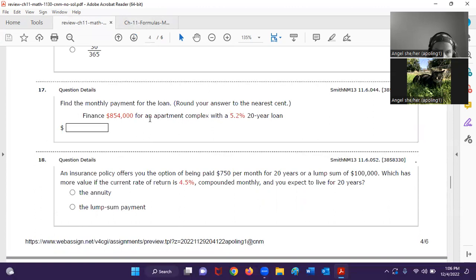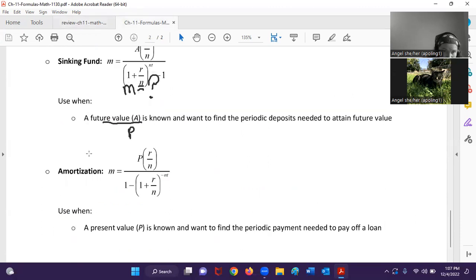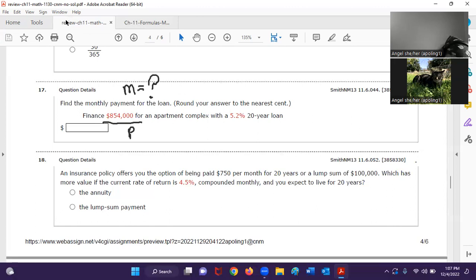Okay, so let's look back at our problem. Find the monthly payment for a loan. So we're financing this present value, P. So this amount we're borrowing, right? P, for an apartment complex with that percentage. So they're asking us to find M, and they're giving us P, because that's the amount it costs right now. All right, so our formula is the amortization formula then.